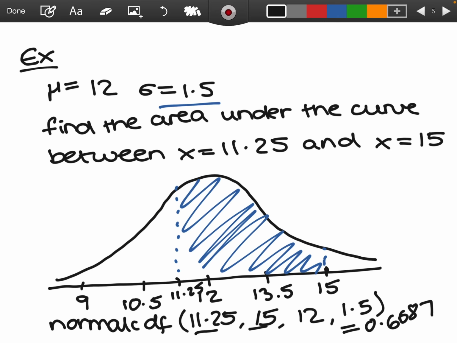But the reason that they used to have to do it the other way is just because when you're using statistical tables and you've only got one table that uses the mean of 0 and the standard deviation of 1, everything had to be converted into that before doing any calculation. But nowadays we can just use the calculator, like I said, with normal CDF.